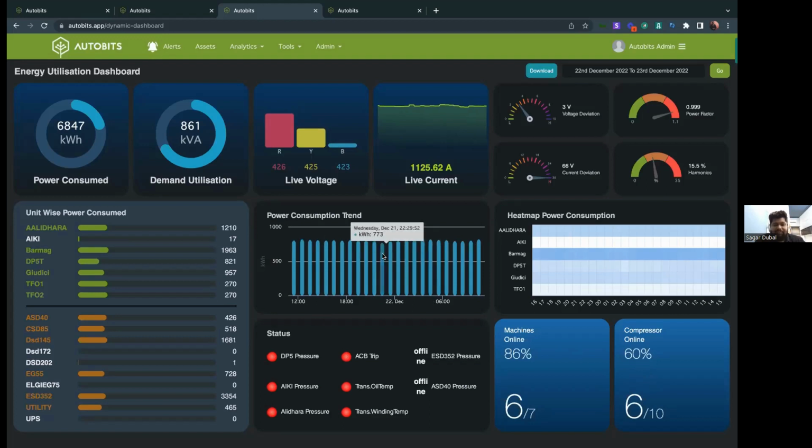So this is the dashboard that is there. And then if there is any alert, you can see if my pressure is going down, if my ACB is tripping, my VCB is tripping, or if the oil temperature of my transformer is going high, then we can send an alert. If the transformer winding temperature is going high, we will send an alert because that's a very critical scenario. So this is one dashboard that we have for this customer.